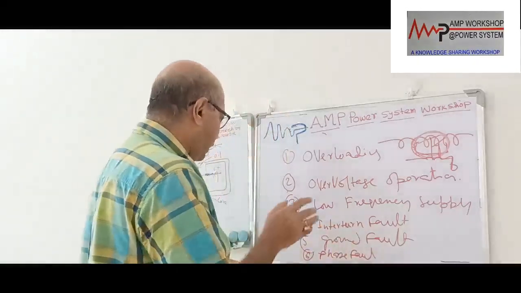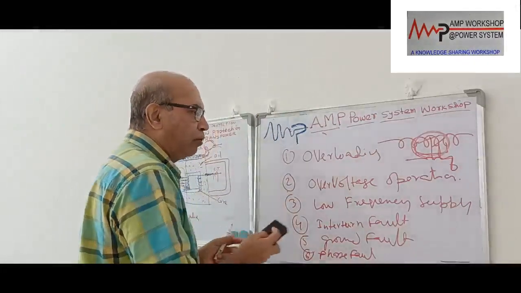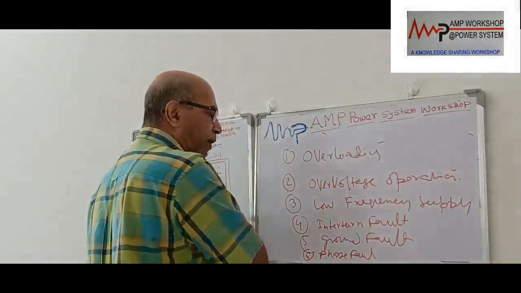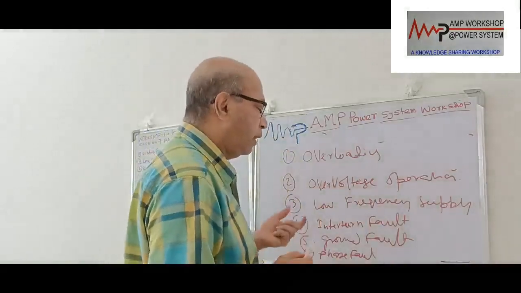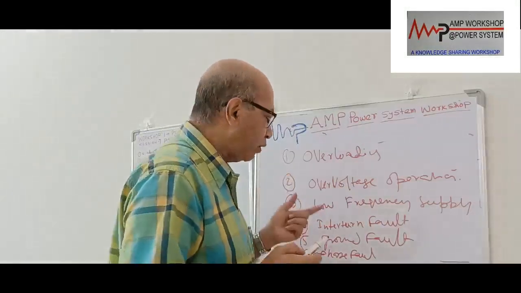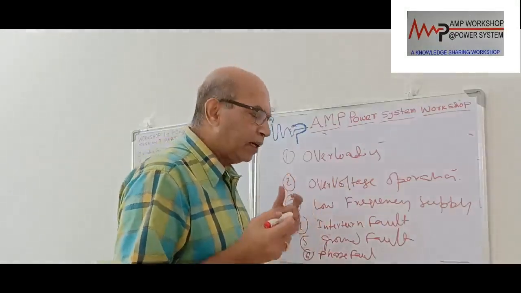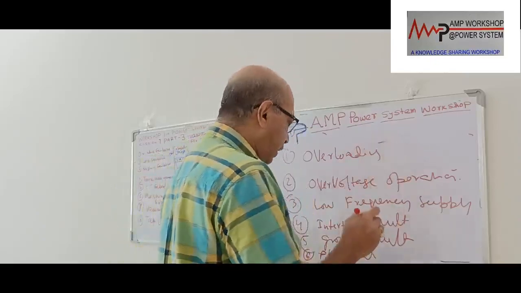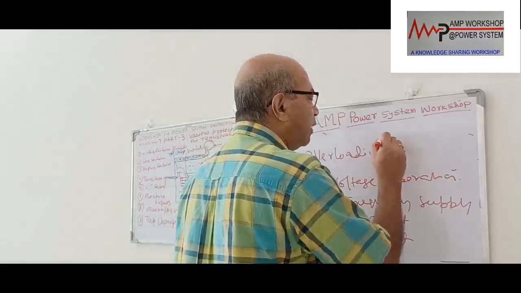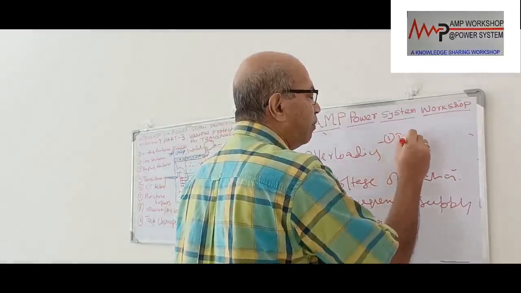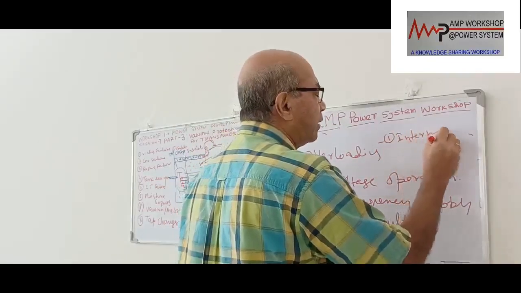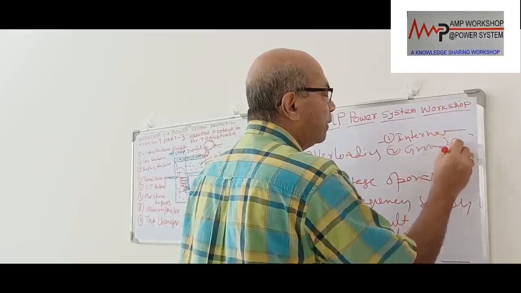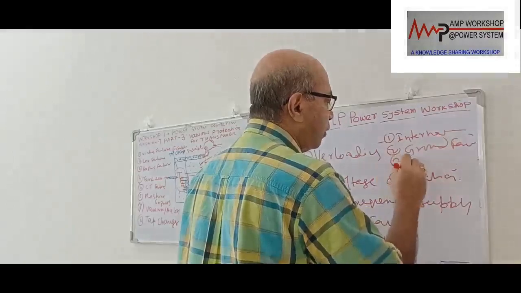So these are the various types of fault. What we said, overloading is one of the abnormal operating conditions. Then overvoltage operation is an abnormal operating condition. Low frequency supply operation is also one of the conditions. Then there are three types of fault that can take place in this winding. One is the interturn fault, this is an internal fault. Number 2 is a ground fault, and third is a phase fault.